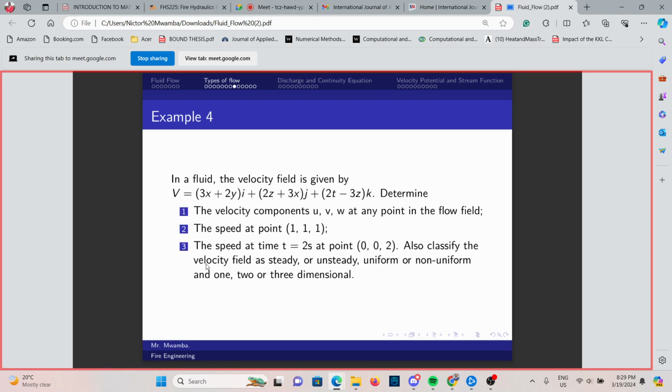The next question says, finally, determine the speed at t equal to 2 seconds at point (0, 0, 2). So at this point, when x is 0, y is 0, and z is 2, find the speed, and the time must be given as 2 seconds. Also classify the velocity field as steady or unsteady, uniform or non-uniform, and 1, 2, or 3-dimensional flow, when we've done this substitution.